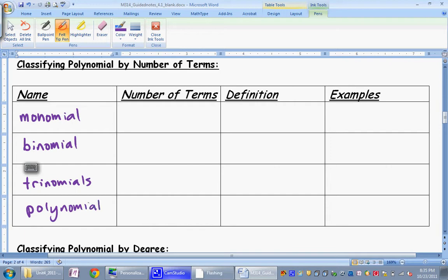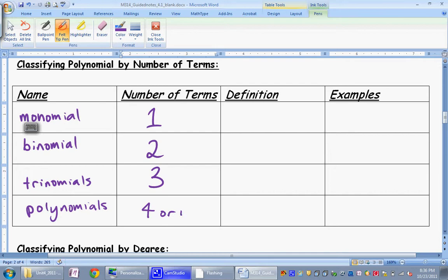A monomial only has one term. A binomial is going to have, as you might guess from like bicycle, two terms. A trinomial, as you could probably guess, like a tricycle, 3 wheels, so a trinomial, 3 terms. And a polynomial is 4 or more.